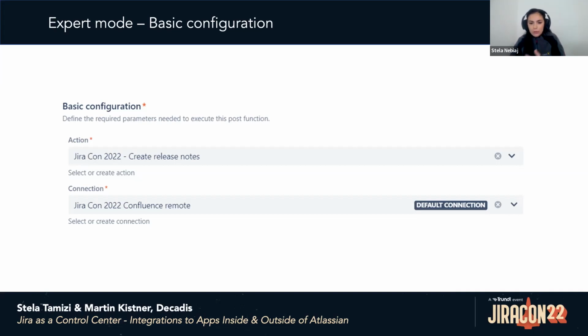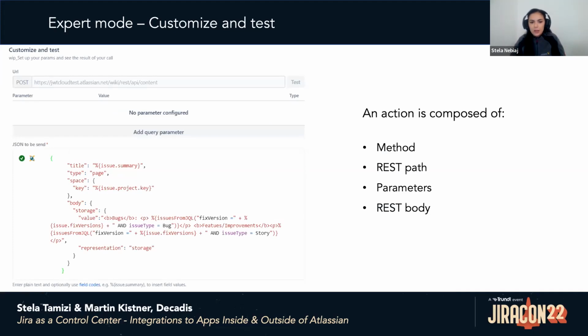I will go further to the next section where it is more visible for you what an action is composed of. And this section is called customize and test, because here you can customize part of the components of an action, and there will also be a test feature which will come with the second release of this post function.